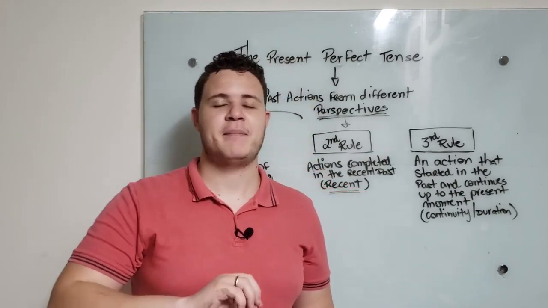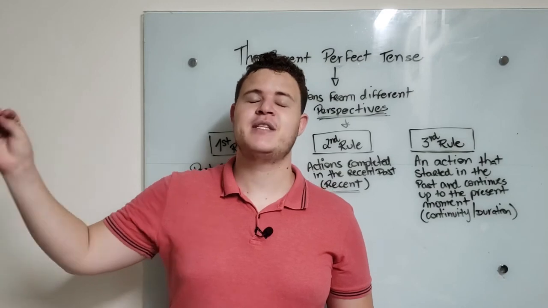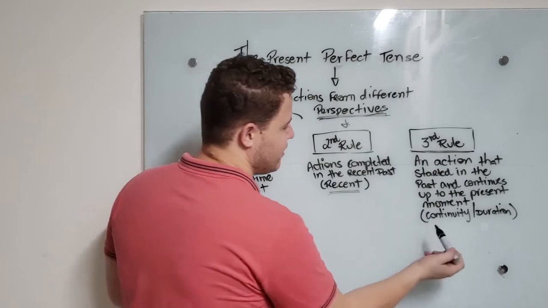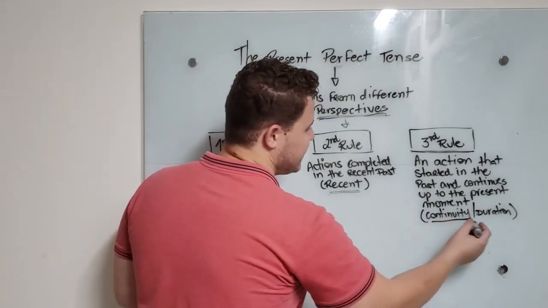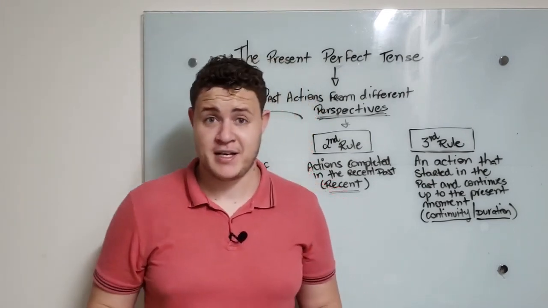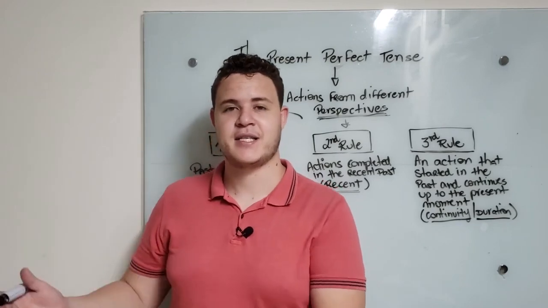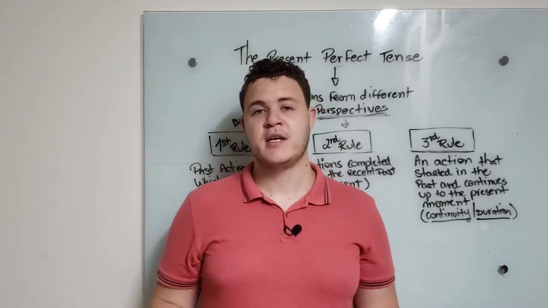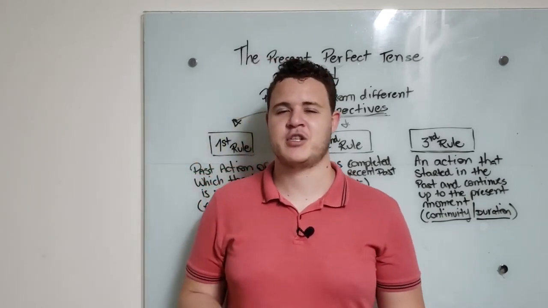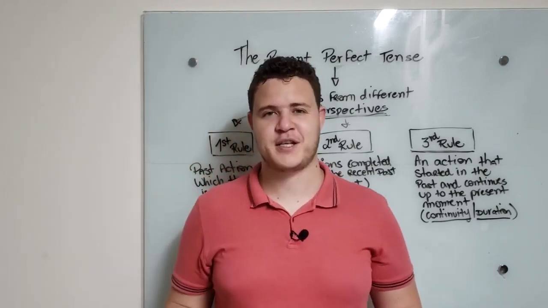Because I talk about an action that started in the past and continues to happen up to the present moment. So the idea here is the idea of continuity and duration. For example, I have been living in this city. I have been living in this city for 7 years. So here I'm focusing on the continuity aspect of the action. And these are the three rules for the use of the present perfect.